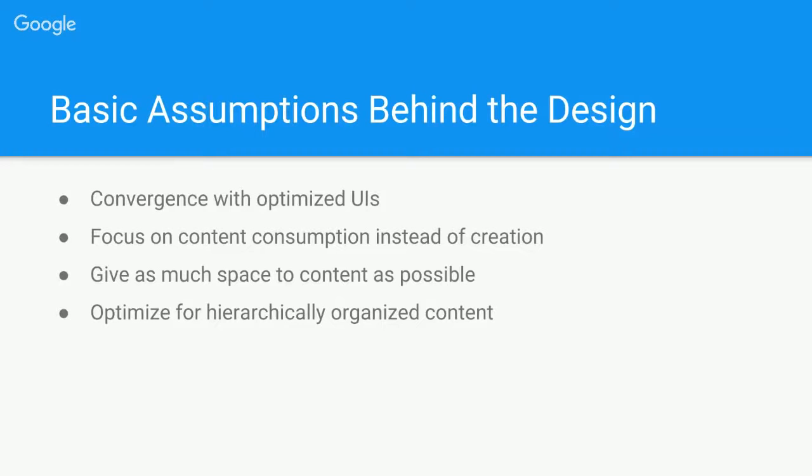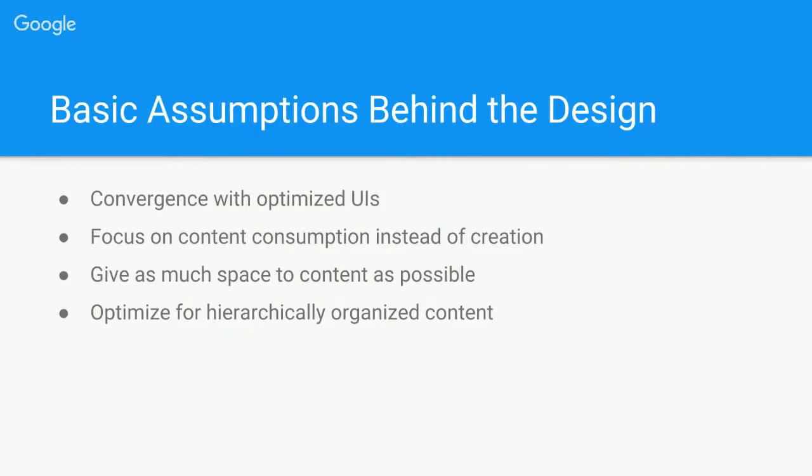Then following that, we wanted to give as much space to content as possible. So we don't want to have a lot of controls on the screen at all times, but really only have access to them on demand. And we also optimize for hierarchically organized content. So, for example, when browsing through your pictures, they are usually organized in a hierarchical way, be it by folders or by tags or whatever. And we want to make that as easy as possible.